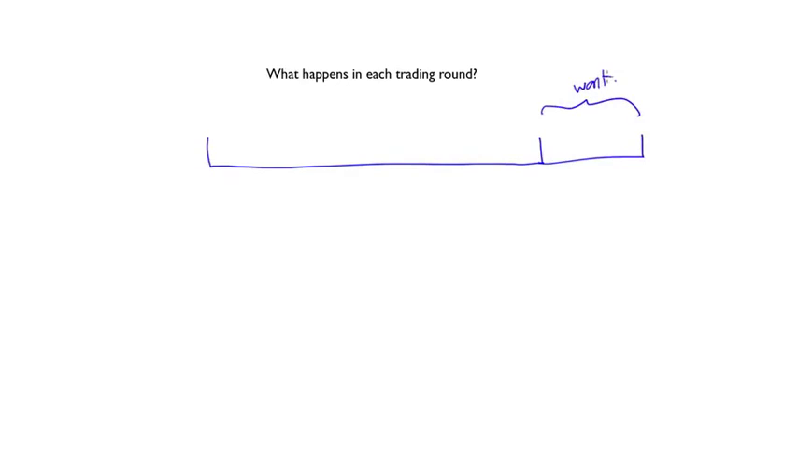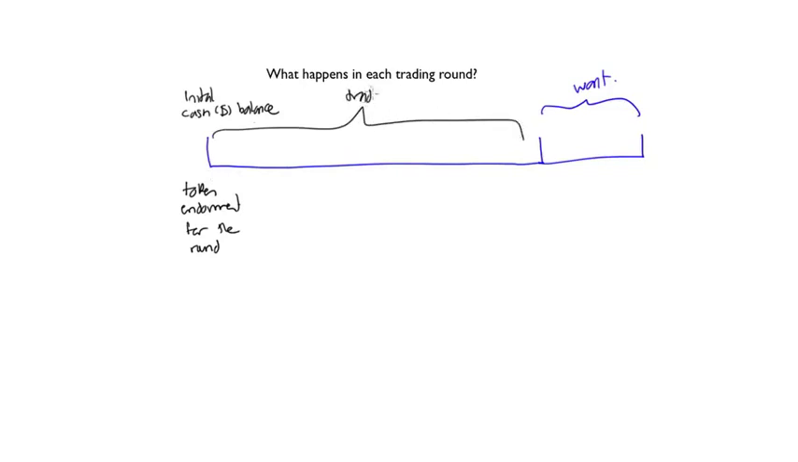between rounds. Now, every round, you start the round with an initial cash balance, or dollars, and you also start the round with a token endowment for the round. So the computer system that I will describe in a second is going to tell you how many tokens you have in that round that you can trade with. Now, during the 5 minutes of the trading period, you're going to be able to trade with others for tokens and cash. So you will be able to either buy or sell tokens for cash.